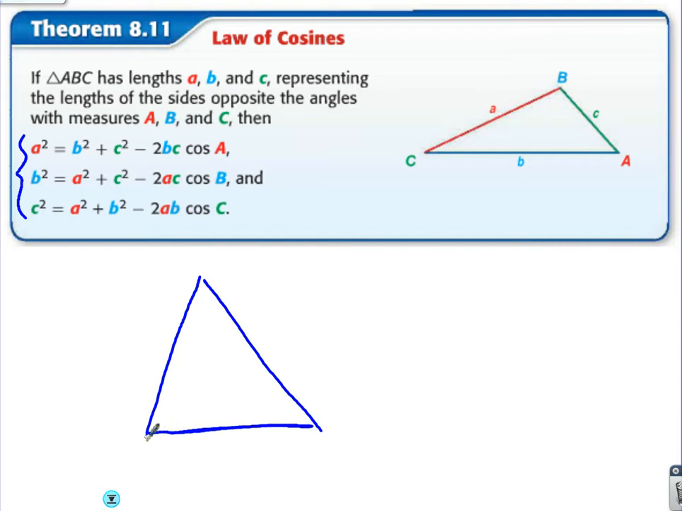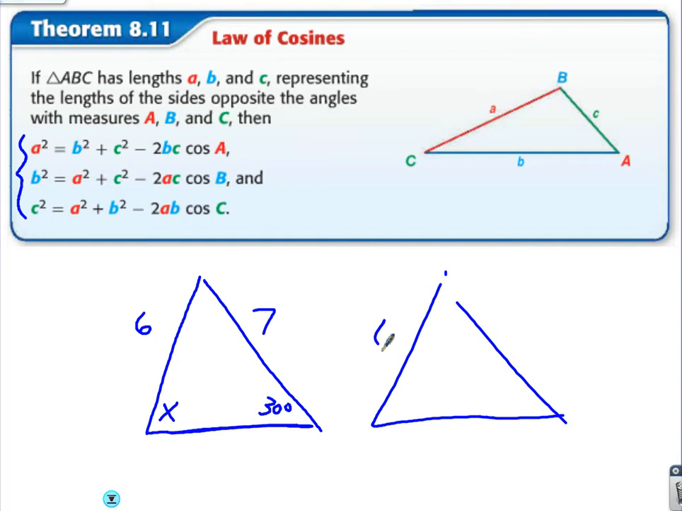Let's give you a problem. Let's say this is 6, this is 7, this is 30 degrees, and this is x. Is the law of sines going to work there? Sure. Sine of 30 over 6 equals sine of x over 7. What about this problem? This is 6. This is 7. This is 30 degrees. And this is x.